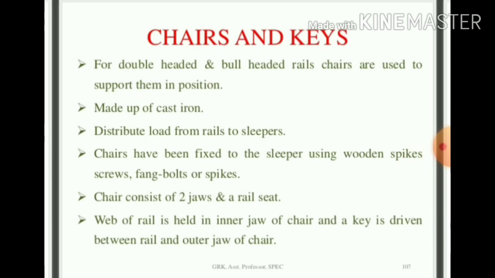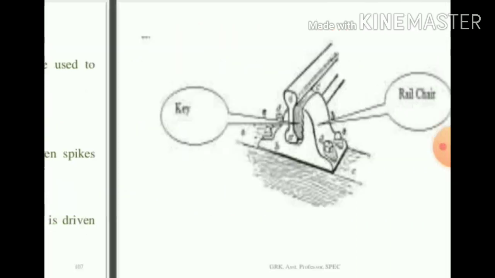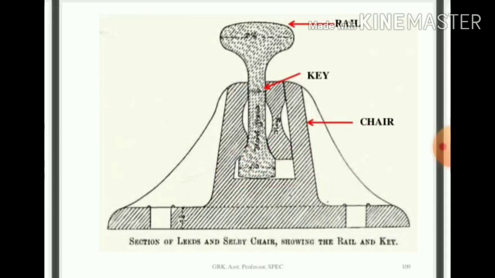Also, chairs consist of two jaws and a rail seat. Understand? The chair consists of two jaws and a rail seat. The web of a rail is held in the inner jaw of the chair and a key is driven between the rail and the outer jaw of the chair. Like this, here you can see the chairs and keys. In most of the cases they are used for bull-headed rails and double-headed rails.